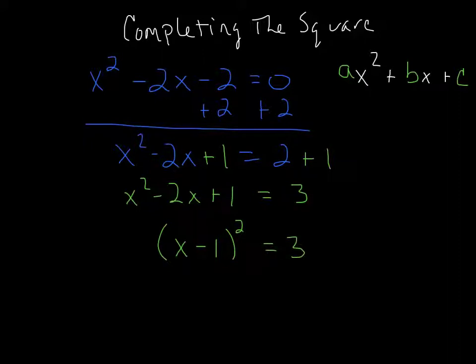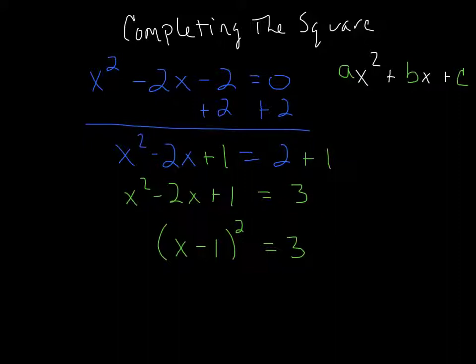Okay, and look at that. Now I have the square root. I have (x - 1)^2 = 3. And if you remember back to the last lesson, now I have a perfect square, and it's isolated. So how do I solve now?